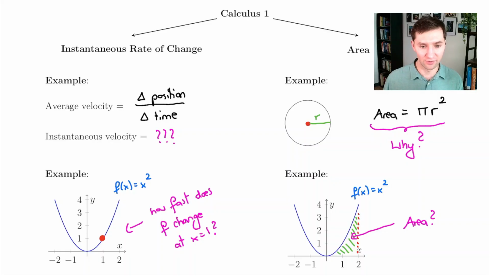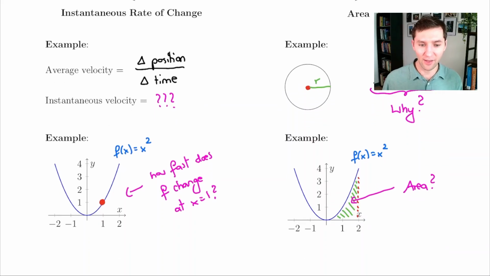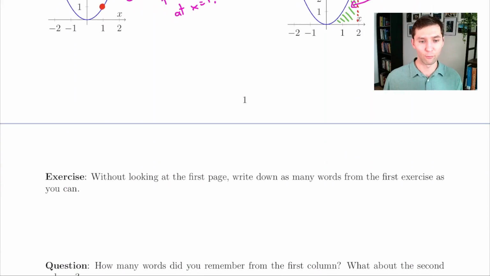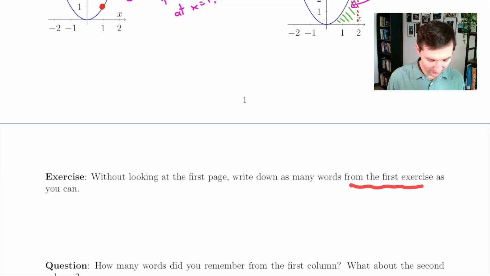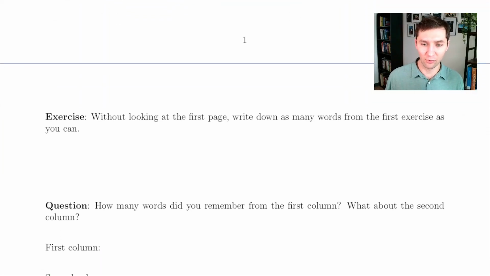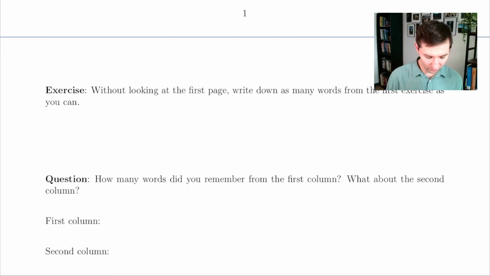At the beginning of the video, I told you that I was going to come back to the warm-up exercise at the end of the video. Now, without looking at the first page, I want you to write down as many words from the first exercise as you can. Give yourself a minute or two to write down as many words as you remember, either from the first column or from the second column. When you're done, write down how many words you remembered from the first column and how many words you remembered from the second column.